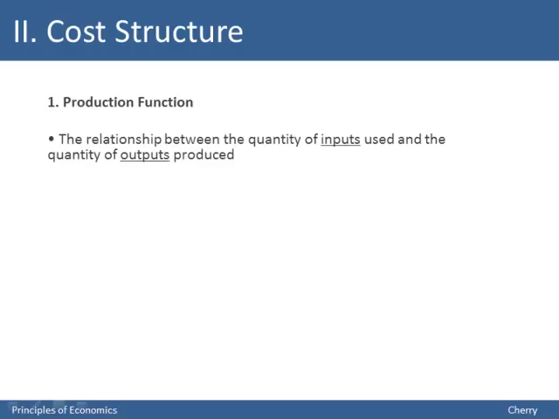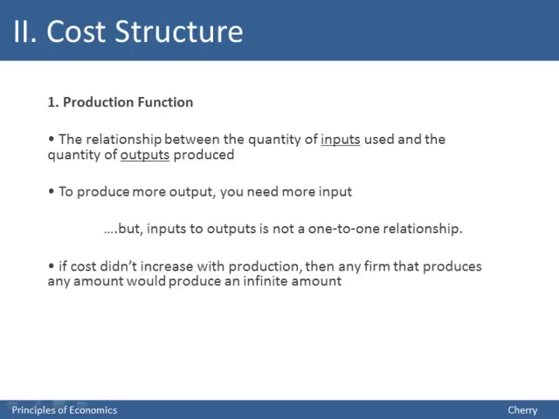So the production function is the relationship between the quantity of inputs you use and the quantity of outputs you produce. So it's the level of inputs, or the number of inputs related to the number of outputs. Now obviously the more output you have, the more input that you need. But the key here, and the key is going to run through the entire cost structure, is that inputs to outputs is not a one-to-one relationship. Right? You can't just double inputs and double outputs.